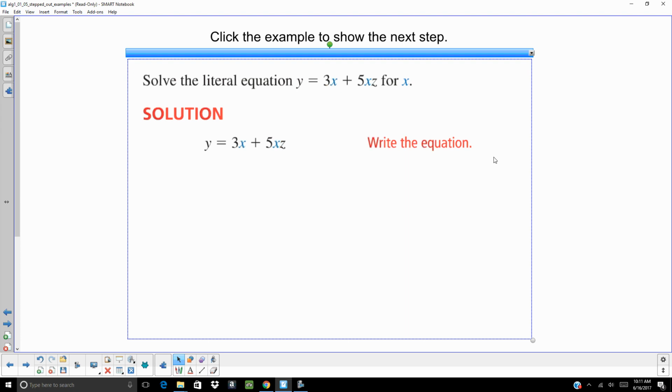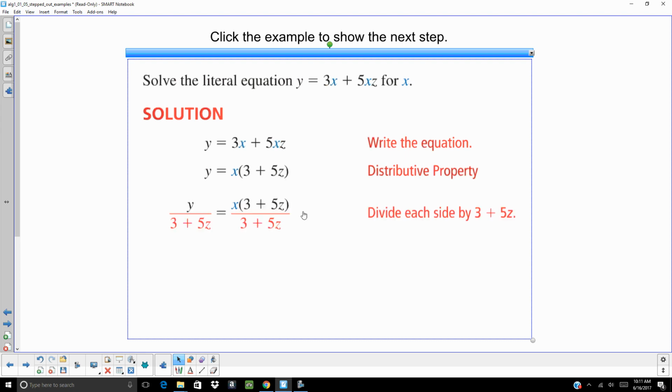Well, I'm actually going to take that x out, do the opposite of the distributive property, because x times 3 gives me 3x, x times 5z would give me that 5xz. So now I have 2 factors. I have an x and a 3 plus 5z. I'm going to divide by that 3 plus 5z. And I'm going to end up with y over 3 plus 5z equals x.